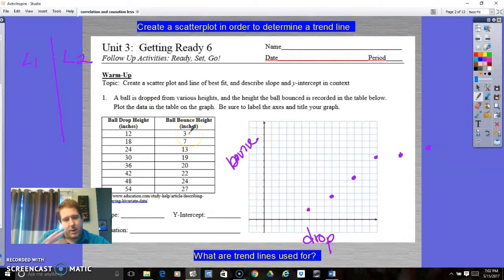All right, so once you've entered all the data into the edit, then you're going to go back to Stat. You're going to go to Calculate, which is one to the right.